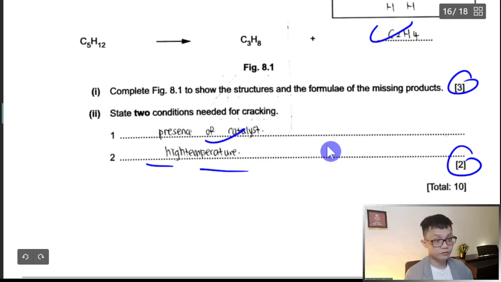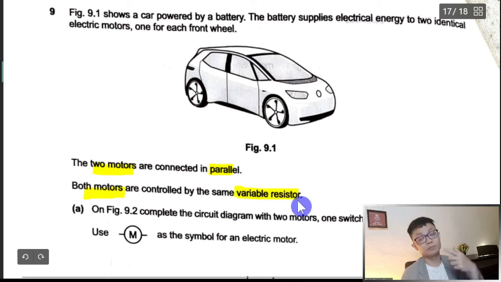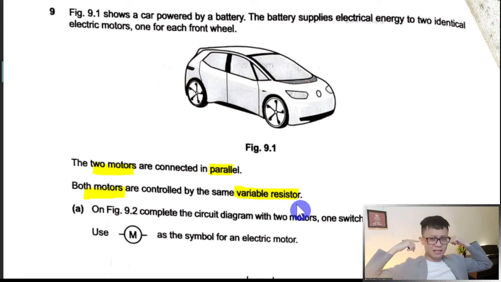Number 9 is a battery car. So this is a toy car. Let's read the question slowly. 2 motors are connected in parallel. You need to imagine in your mind, 2 motors connected. Both motors are controlled by variable resistors. So before the 2 motors, there is a resistor. Before the resistor, there's a switch. Before the switch, there is a battery. You just imagine in your brain.